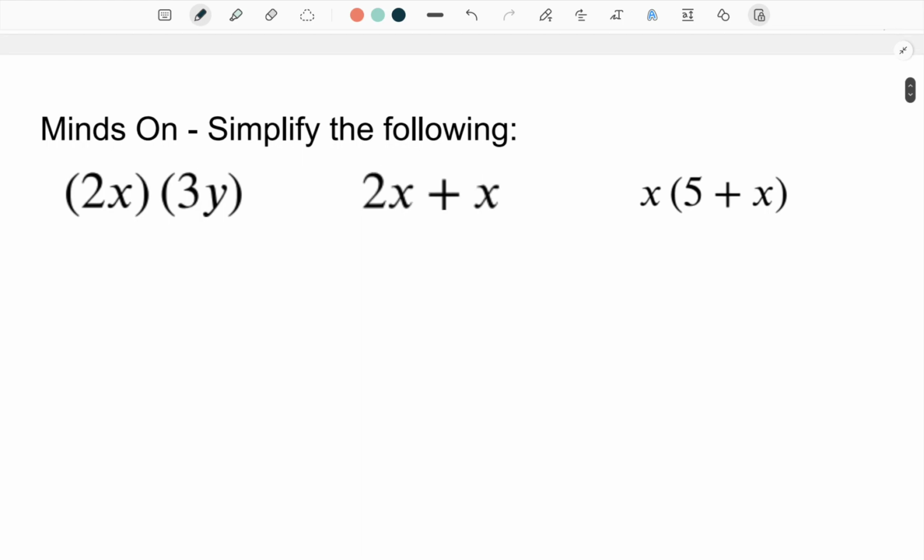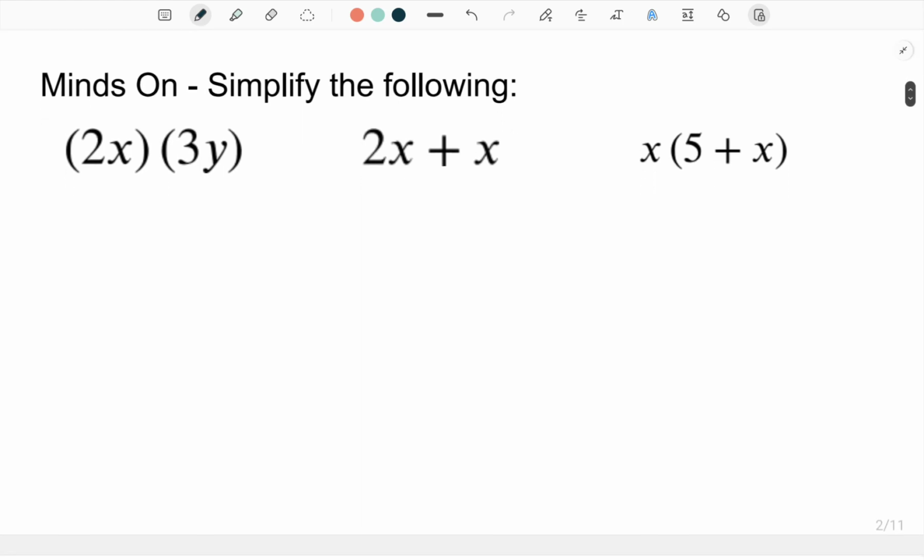So just before we get to the actual lesson, let's remind ourselves of some basic old algebra. If you had 2x times 3y, what do you get? Well, I'm sure you know this. Multiply those numbers out in front. The x and the y, you can't combine them, so it's just xy.